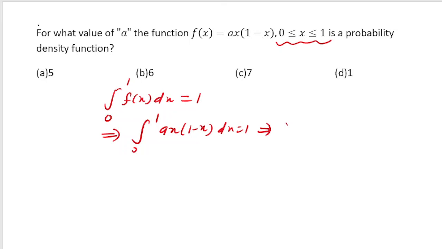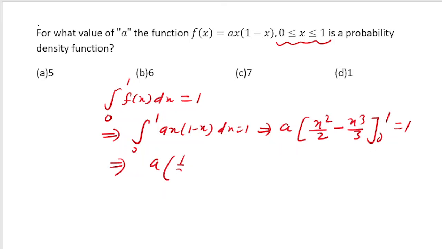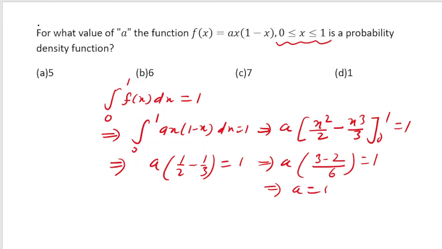So we need to solve. A is a constant, and integration of x is x square by 2 and minus x square, so x cube by 3. Limit of integration is 0 to 1. So we get A into 1/2 minus 1/3. If I put 1 and 0, it will become 0, is equal to 1. So A into 3 minus 2 by 6 is equal to 1. So what we get? We get A is equal to 6. So the correct value is B.